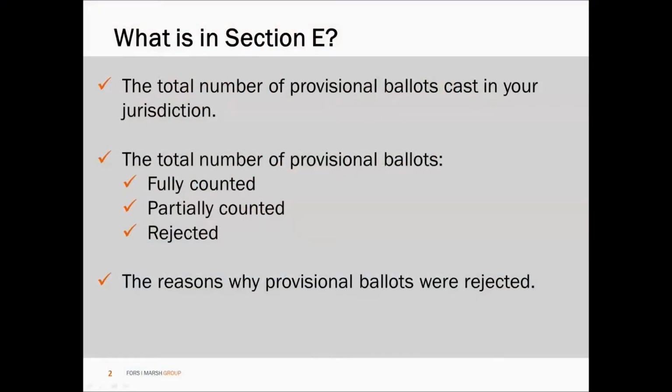So what is in Section E? Section E covers three aspects of provisional voting. First, the total number of provisional ballots cast in your jurisdiction. Second, the total number of provisional ballots that were fully counted, partially counted, and rejected. And third, the reason why provisional ballots were rejected.